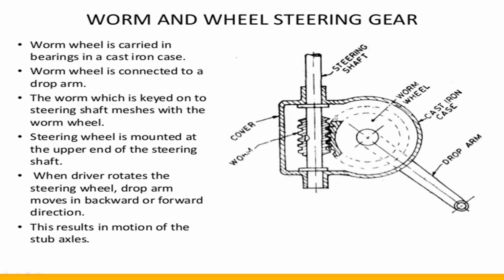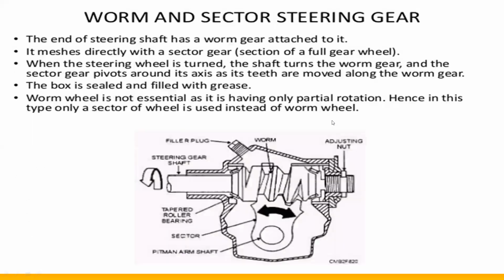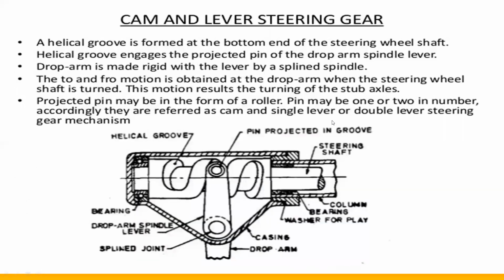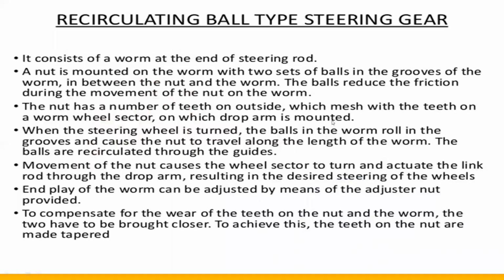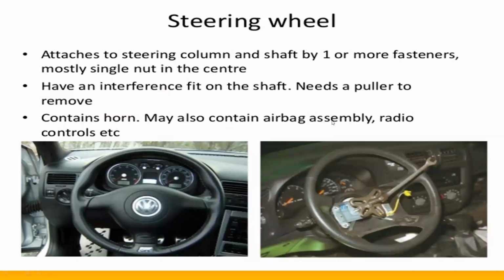This is the diagram of the worm and wheel steering gear. Next one, worm and sector steering gear, cam and lever steering gear, recirculating ball type steering gear. And next one. So today's topic is the steering wheel. You can see what the steering wheel is and where we place the steering wheel in automobile vehicles.